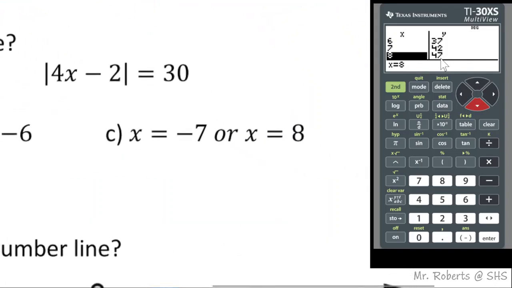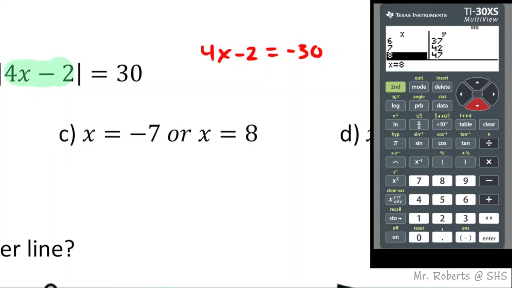So I have this absolute value equation, and I know that this expression inside, this thing inside, the 4x minus 2, because the absolute value of that is producing an answer of 30, I know that that 4x minus 2 is either equal to negative 30, or the 4x minus 2 is equal to positive 30. So think about the reasoning here.